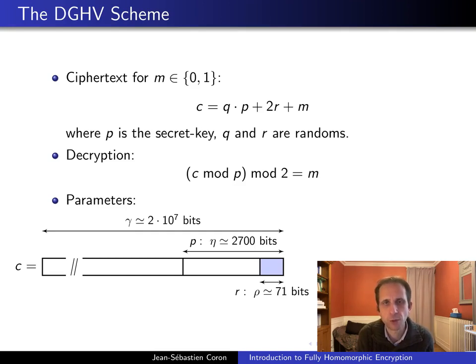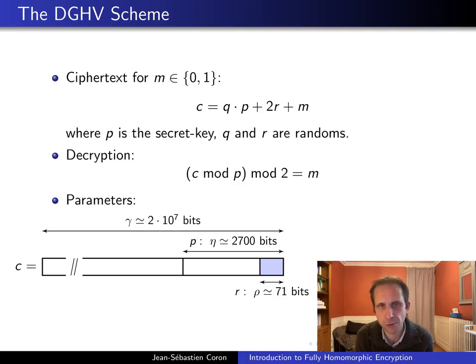But we must also add this 2R, because otherwise, if we simply have Q times P plus M, we can simply recover the private key by taking GCDs. Because in that case, if we assume that M is equal to 0, and if we have two exact multiples of P, then of course, by taking the GCD, we recover the private key. So this random R is really necessary to prevent the GCD attack.